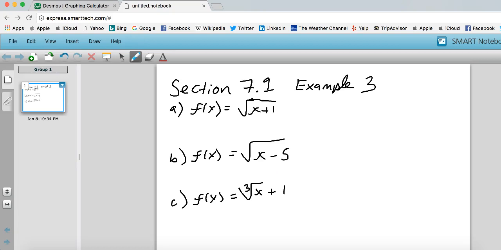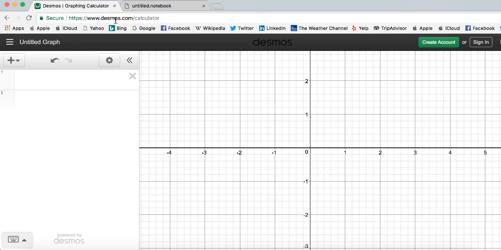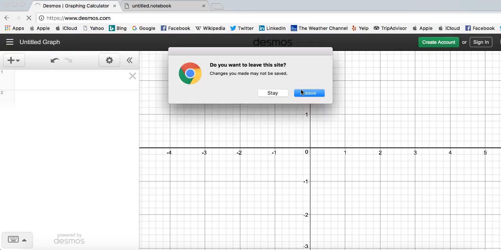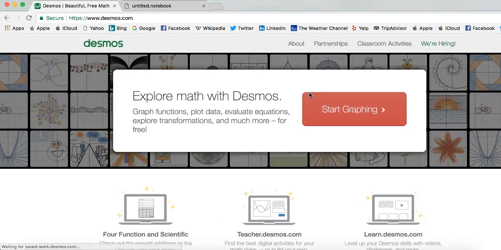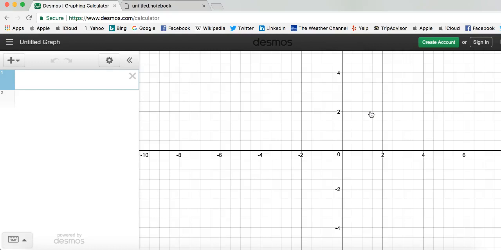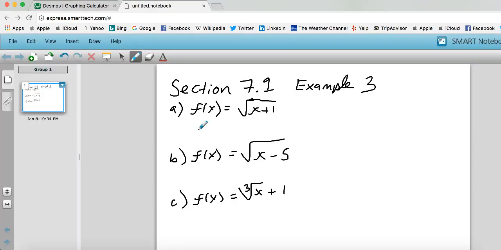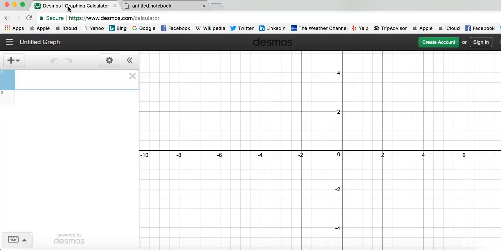All right. For all the graphing that we do in this class, I always use Desmos. It's a really cool graphing calculator. Just go to desmos.com, and it'll take you right here. Then just go to start graphing calculator, and bam. Cool. What I want to do right here is punch in f of x is equal to the square root of x plus 1. So let me show you how to do that.